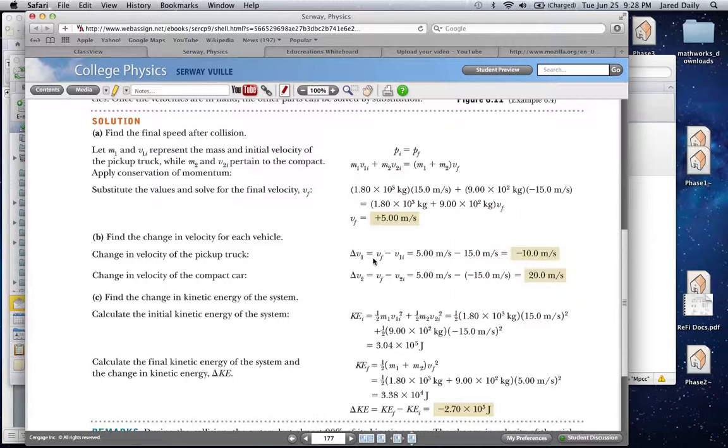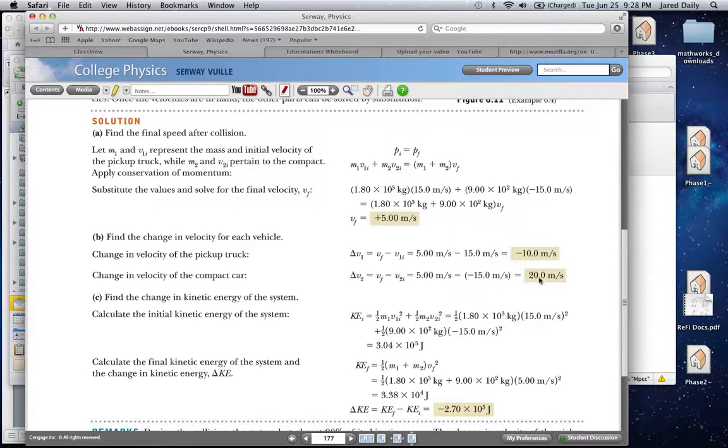So for velocity 1, the change in velocity is final velocity minus initial velocity. Get the signs right. In this case, it's a negative 10 meters per second for the bigger car. It slows down by 10 meters per second. For the smaller car, it starts out at negative 15 meters per second and ends up at 5 meters per second. You take the difference there, and it's 20 meters per second difference.